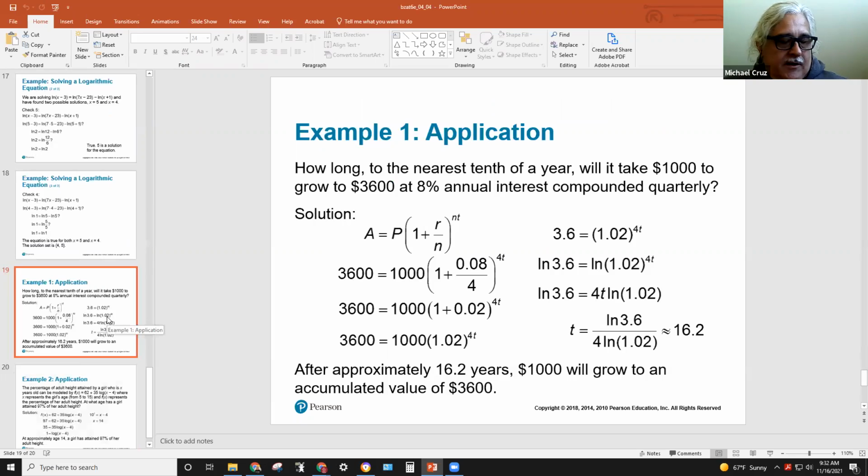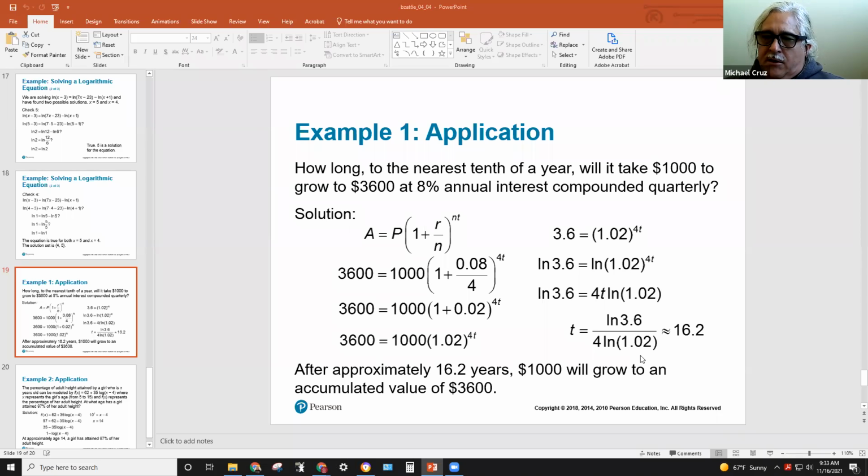All right, let's look at just how this plays into applications. It's not going to really play any different because these things are just the same kind of equations. All right, it says, how long to the nearest tenth of a year will it take $1,000 to grow to $3,600 at 8% interest compounding quarterly?